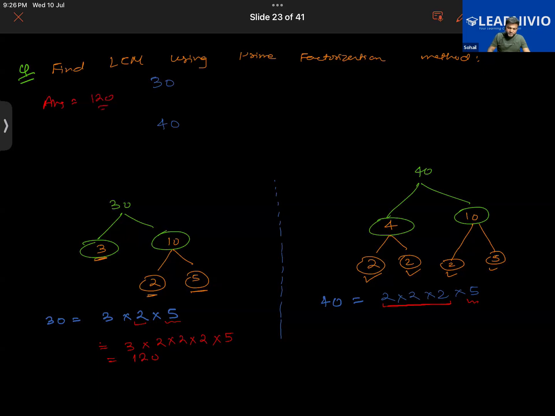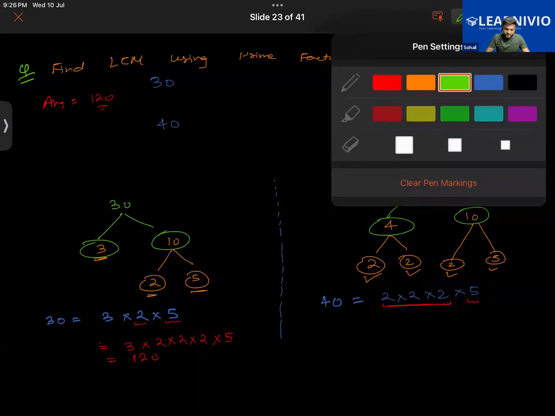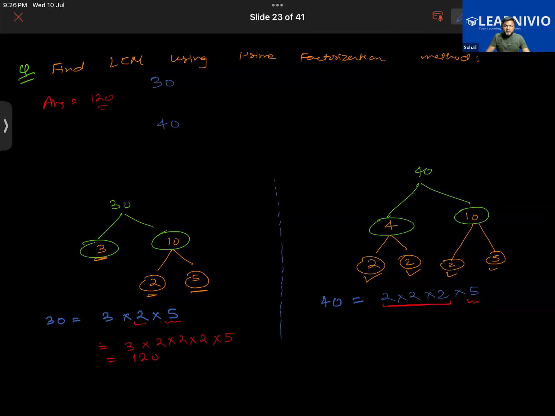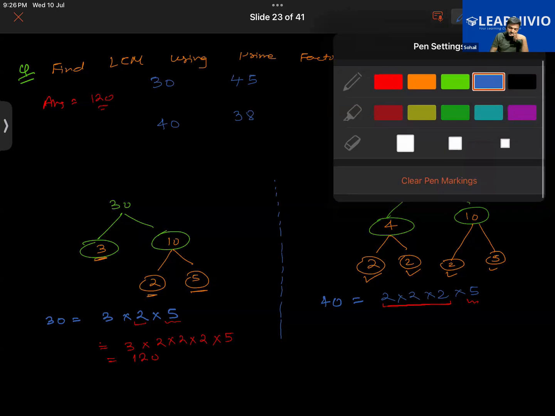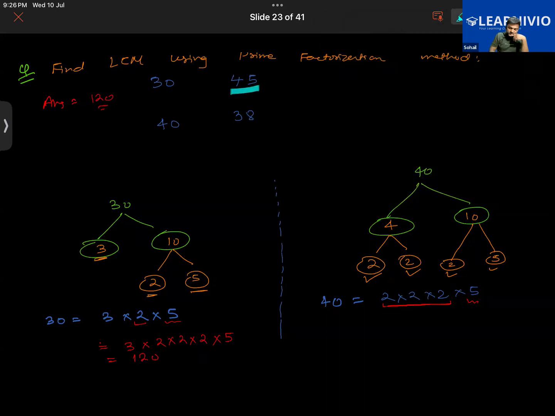So I hope you have understood this properly. How about you solve one more question? We have a few minutes remaining, so pick any two numbers. I'm giving you the choice. Okay, how about I give you the number 45, and you take another number, how about 38? Find the LCM of 45 and 38.